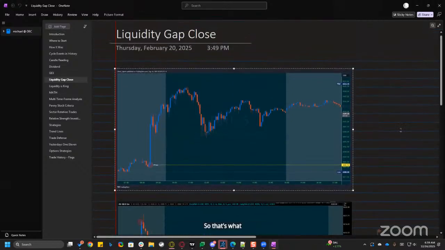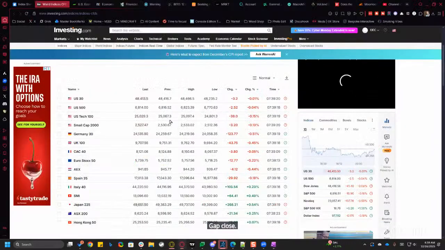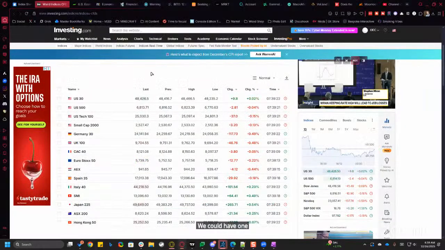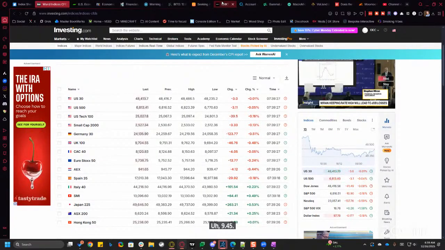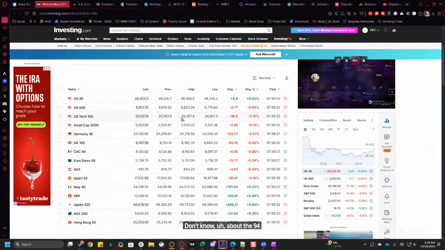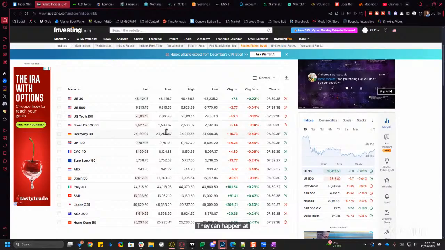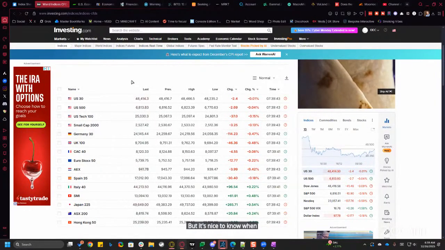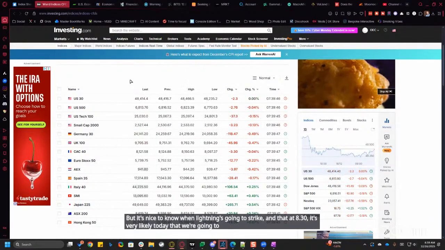So that's what we're looking for today. Gap close. We could have one at 8:30. We could have one at 9:45. Don't know about the 9:45, and we might not get one then, but you have these as a possibility all the time. They can happen at any time on any time frame, but it's nice to know when lightning's going to strike, and that at 8:30, it's very likely today that we're going to get one.